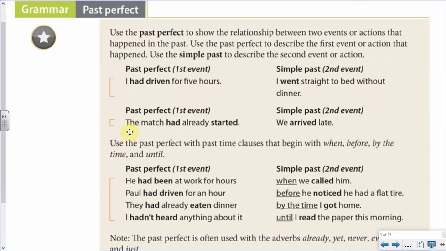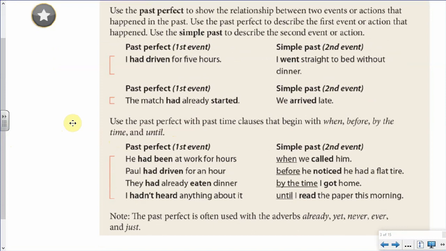Our second example, the match had already started, so we can separate here the structure of the had with verb 3 with already. So we don't put it before and we don't put it afterwards. Then we have the simple past, which is our second event, we arrived late. So we have two sentences for those.